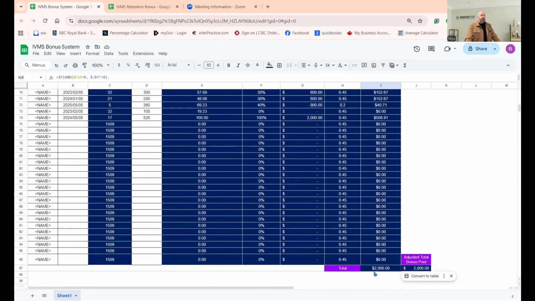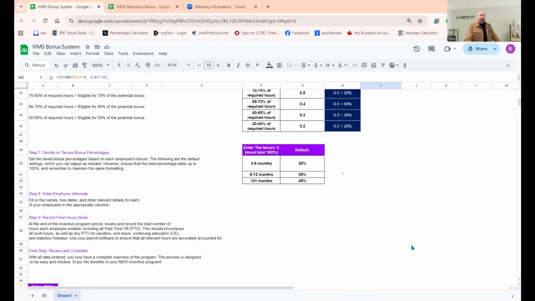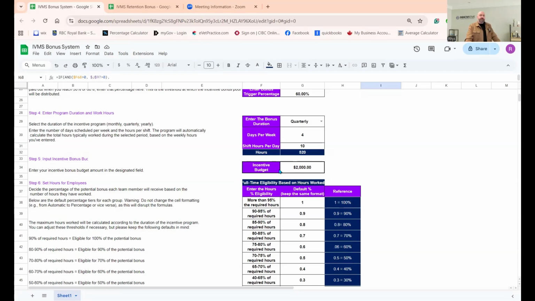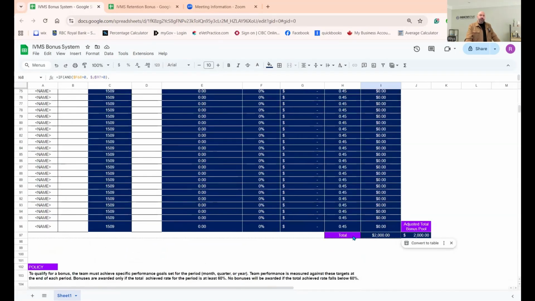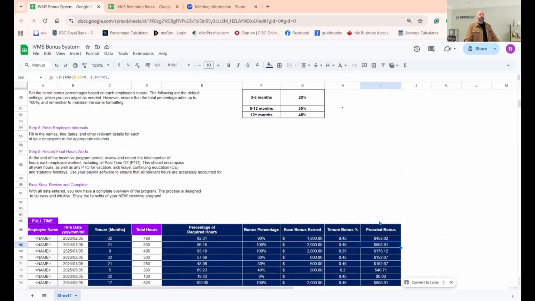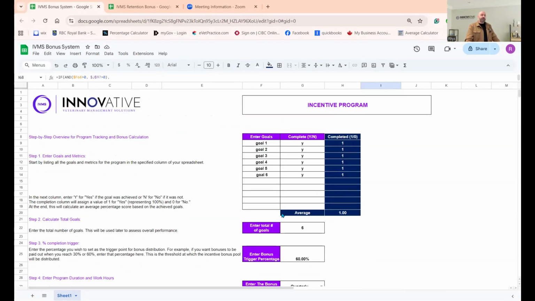So at the end of the day, $2,000 was in the prize pool because that's what you've set here. That's your budget. It says your budget for the quarter based on 100% of goals completed. So you've allotted the whole $2,000. But what if they didn't complete 100% of the goals? That's fine. Let's call the last 2 not completed. And automatically you can see that the average is 67%. What's the trigger point? The trigger point is 60%. So they're still entitled to bonuses. But how much do they get now?